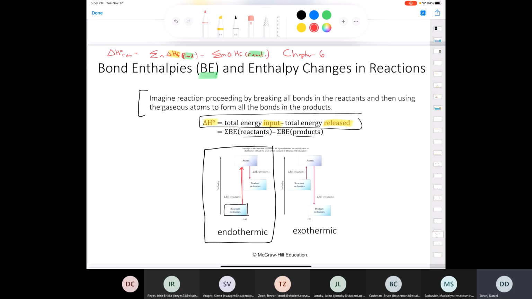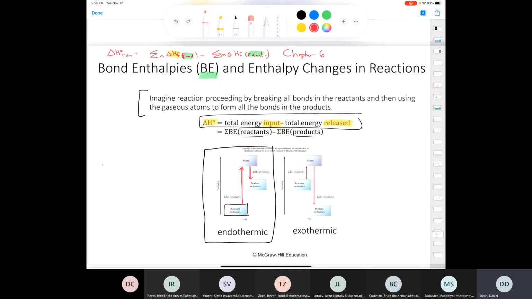But when we form bonds, after those atoms are formed and we make new molecules, when we make new bonds, energy is going to be released. Now, if we put a whole lot of energy in, but only a little bit of energy is released, that means we put in more energy than we got out, right? And so that's going to be an endothermic process.